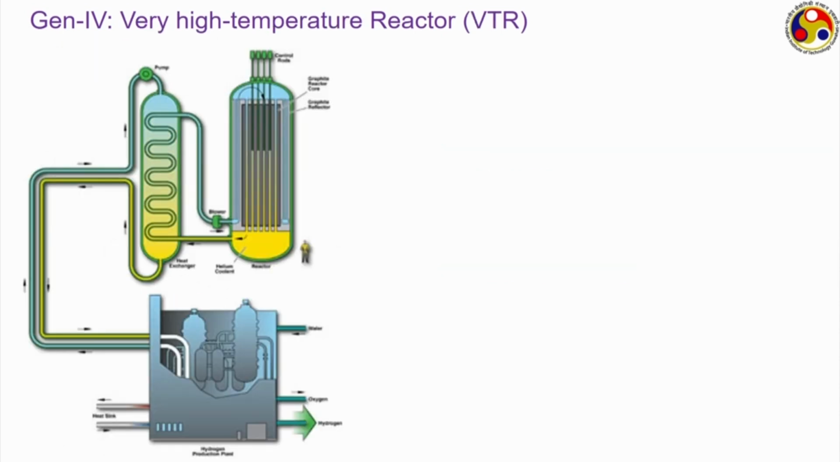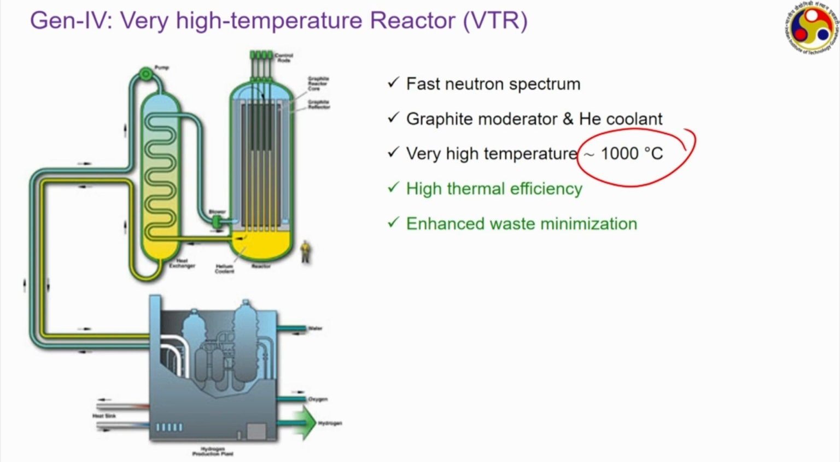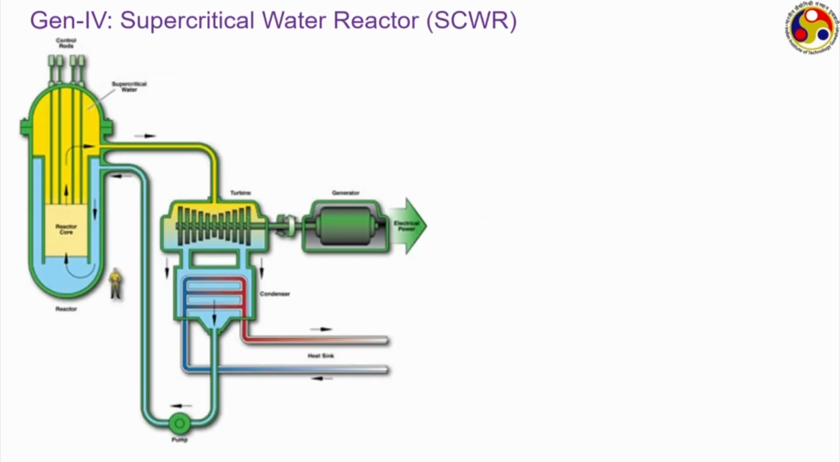Very high temperature reactor, another concept, again a fast reactor. It is an advanced version of the gas cooled reactors. It uses the same graphite moderator and helium as the coolant and can go up to an extreme temperature of 1000 degrees Celsius. So, immediately you can get an idea that its thermal efficiency will be very high, and also it minimizes the waste production, and like any kind of gas turbines, they are suitable for cogeneration, thereby increasing the combined cycle efficiency even further.